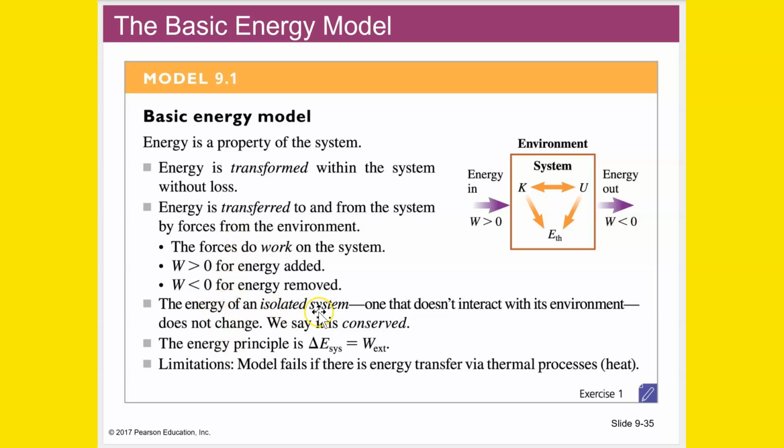So the energy of an isolated system, one that does not interact with its environment, so there's nothing external happening, that's called an isolated system. If that's the case, then we say that energy is conserved. That is the only time we can say that is the law of conservation of energy. It only applies to an isolated system, a system in which there are no external actions, interactions with that system. All right. Model fails if there is energy transfer via thermal processes, heat.